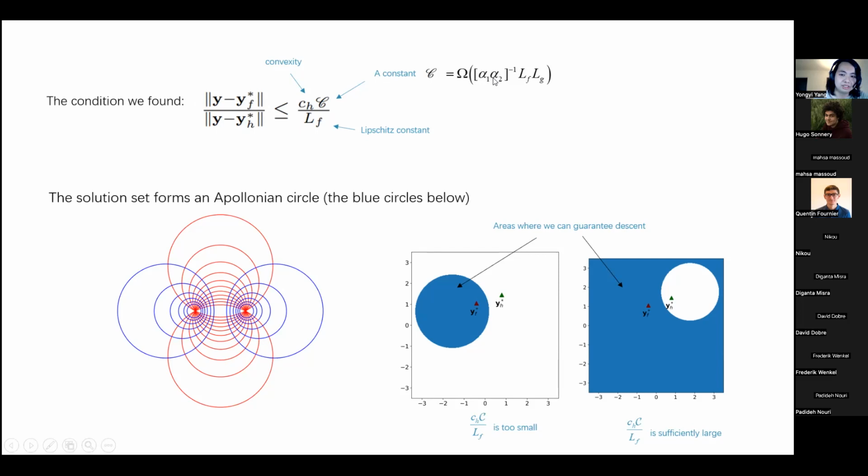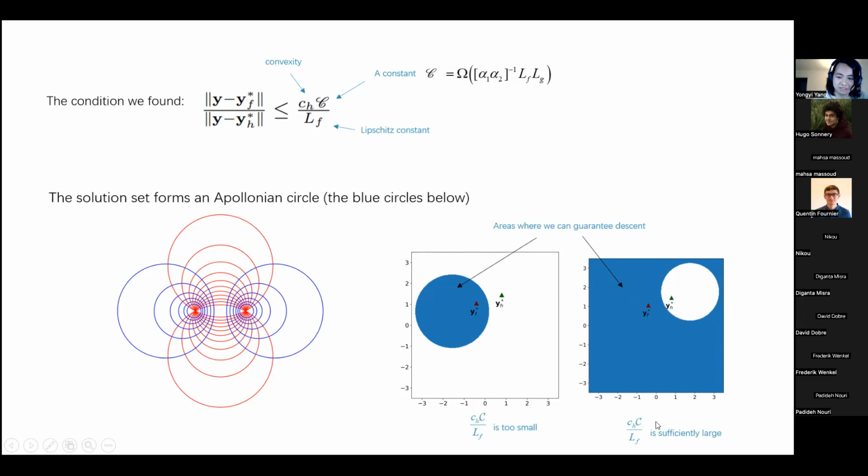which depends on the step sizes alpha and the Lipschitz constants of f and g. This basically characterizes something called an Apollonian circle, which is shown as a blue circle here. Consider if this is the optimum point of f and this is the optimum point of h, then the area characterized by this inequality will be one of the blue circles shown in this figure.